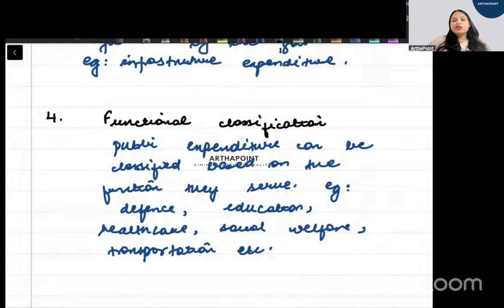So these are the different roles that we have of public expenditure. First of all, we understood the classification and we understood why public expenditure is useful.